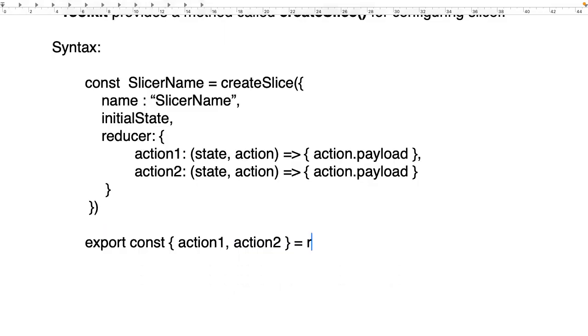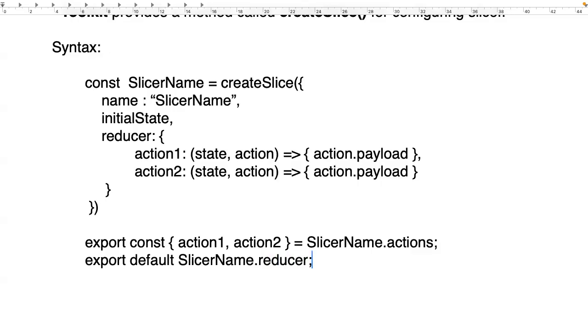So the reducer, this is slicer name dot actions. Not only that, export default slicer name dot reducer. You have to export the reducer. If you export the reducer, then all actions are exported.